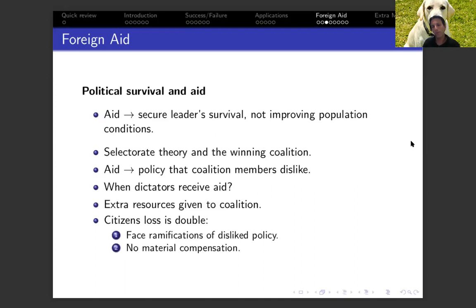So let's focus now on dictators. What happens when dictators are the ones who receive the aid?